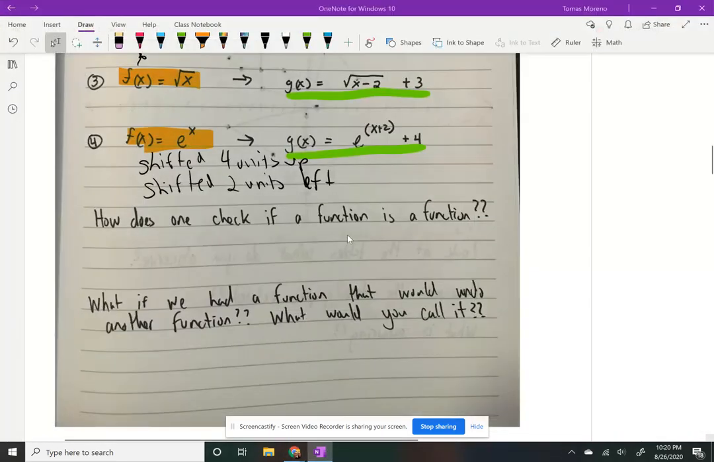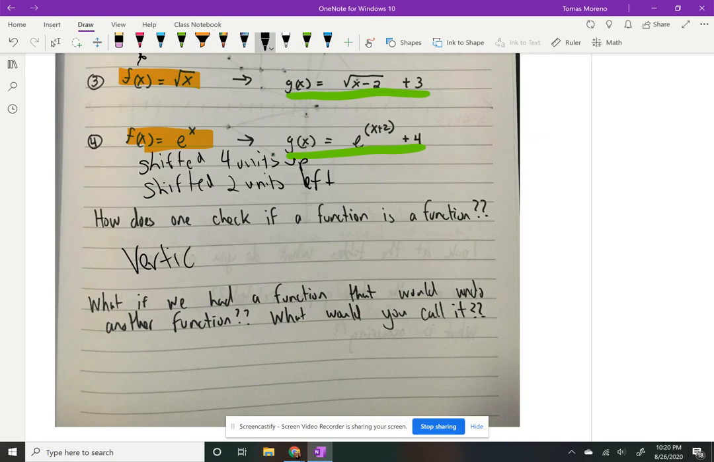But now, let's get into these questions. How does one check if a function is an actual function? You might have remembered something from Algebra 1, possibly Algebra 2, how to check for a function. There's some type of special test, right? It is called the vertical line test.